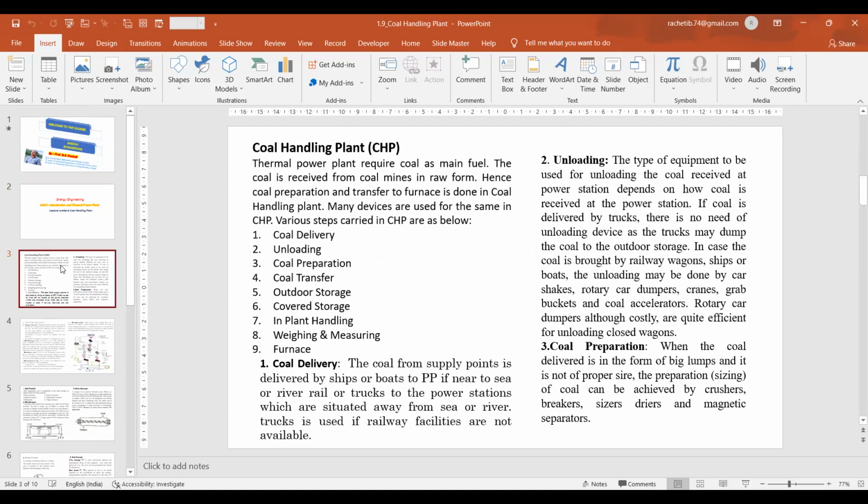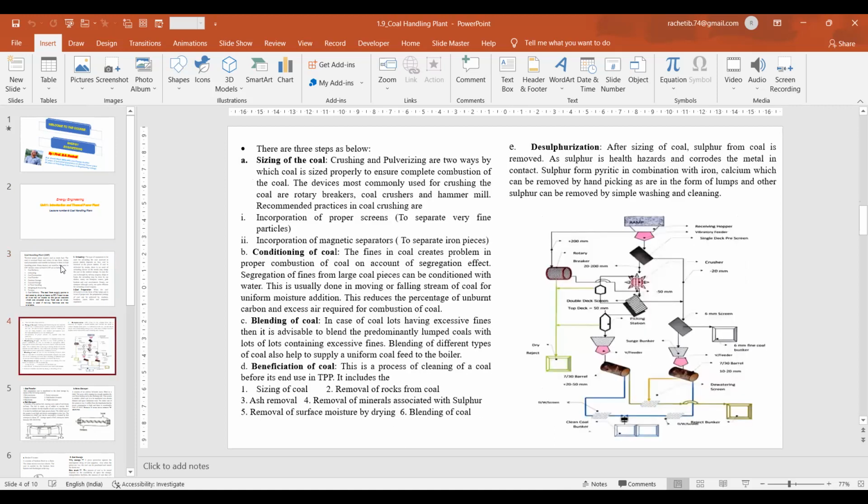So we have seen what we mean by coal handling plant, what the steps are, or what things are carried out in a coal handling plant: coal delivery, unloading, coal preparation, coal transfer, outdoor storage, covered storage, in-plant handling, weighing and measuring, and lastly the furnace. So these are the various steps. Then you prepare the coal, finally reaching the furnace for combustion purposes.